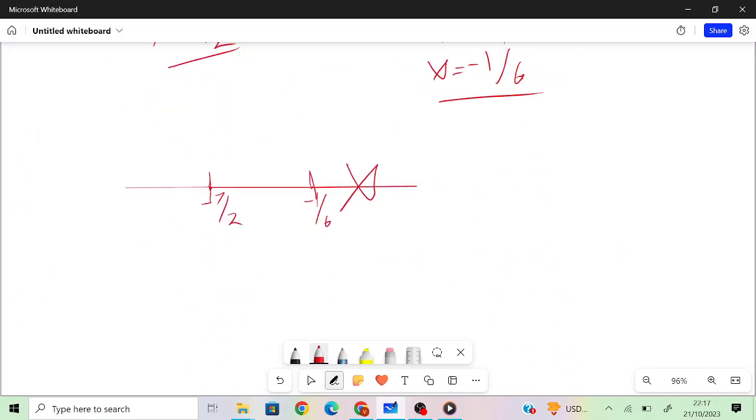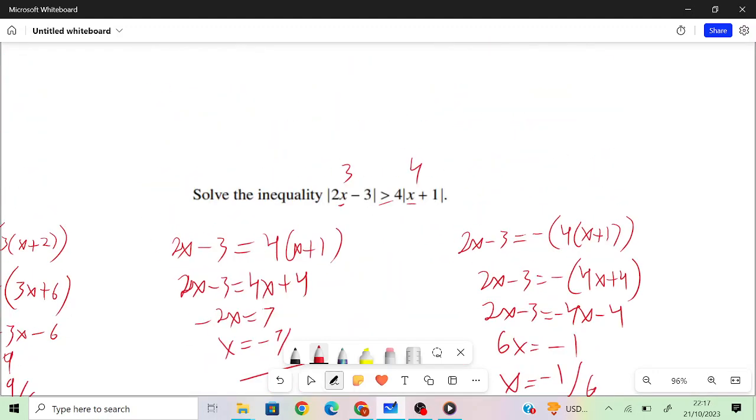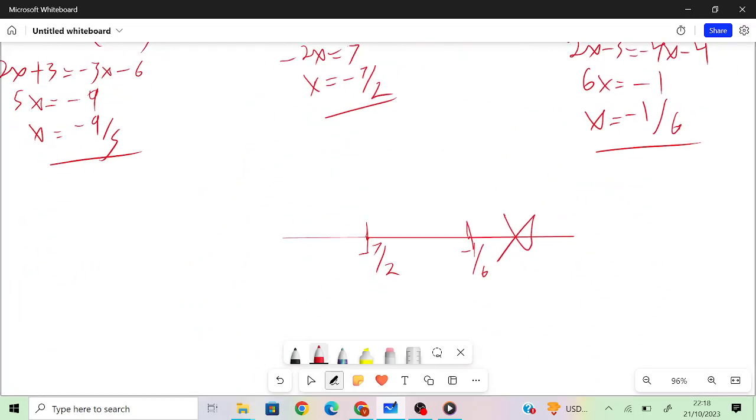Let's go below minus 7 over 2. Let's take minus 5. So taking minus 5, if I put minus 5 over here, I have 2 times minus 5, that's minus 10, minus 3 becomes 13, positive 13. Minus 5 plus 1 becomes minus 4, which eventually becomes plus 4, times 4 is 16. And is 13 greater than 16? Nope, it's not. So this does not suffice as well.